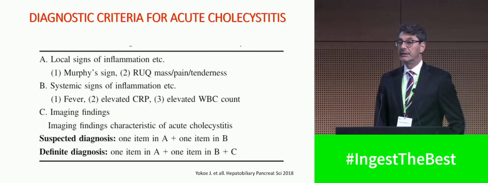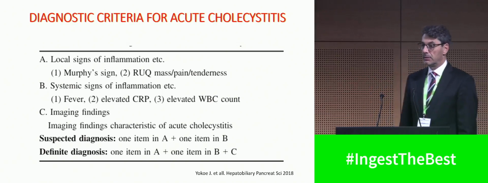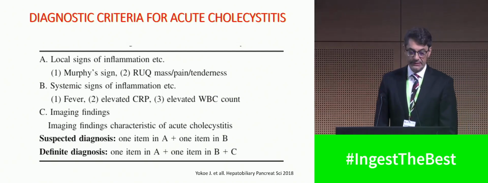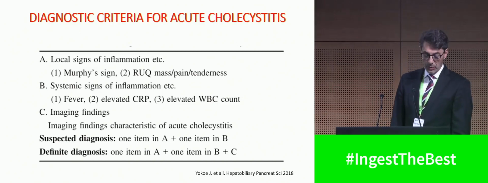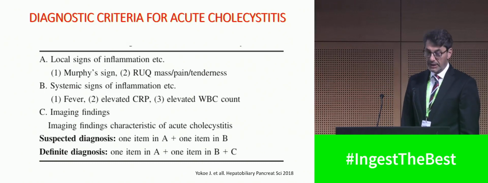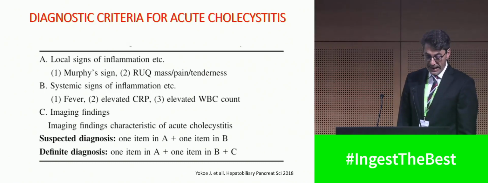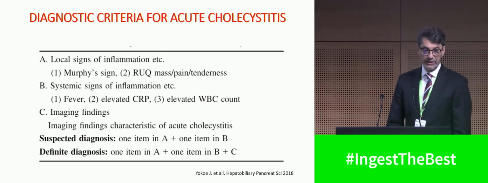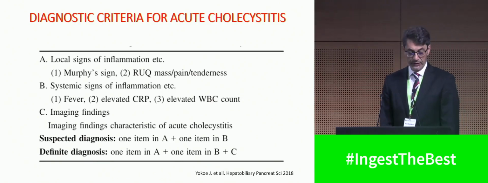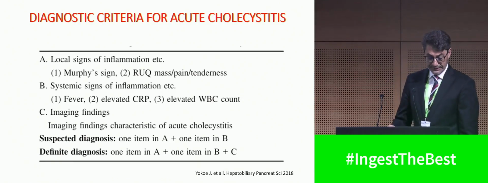This slide will explain that 100% of you were correct: for definitive diagnosis we need the local signs of inflammation, the systemic signs of inflammation, and one of the imaging findings. If we have just A plus B, then it's a suspected diagnosis. We need all 3 together to have a definitive diagnosis of acute cholecystitis.